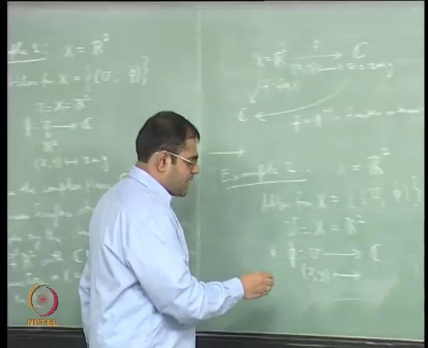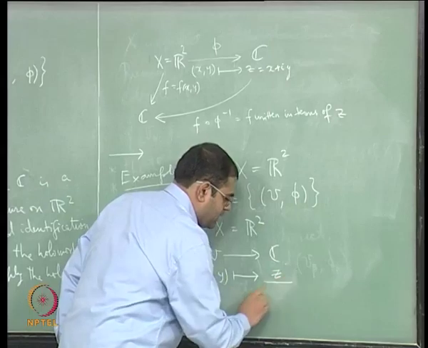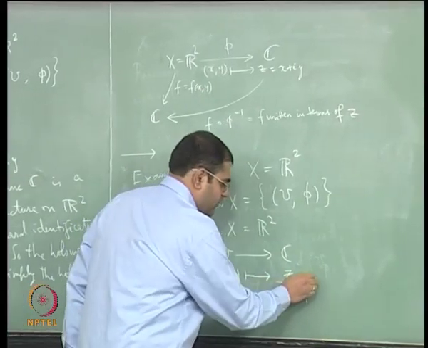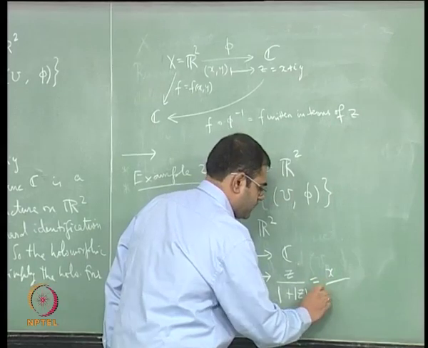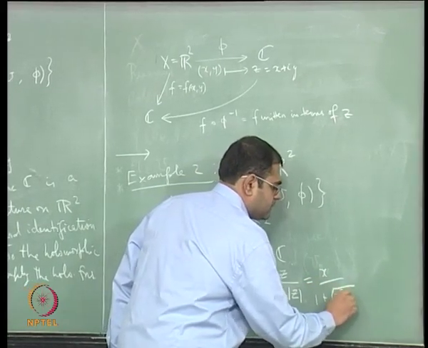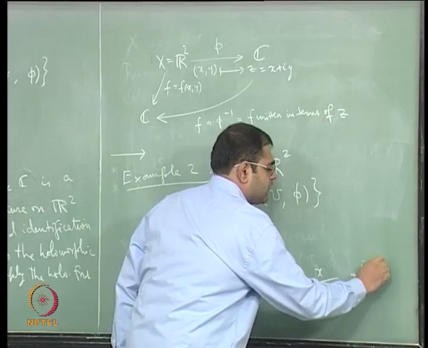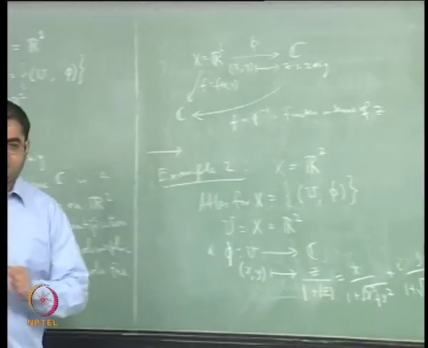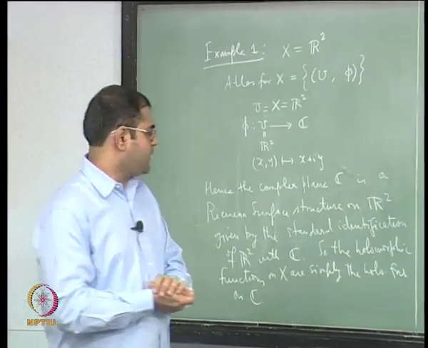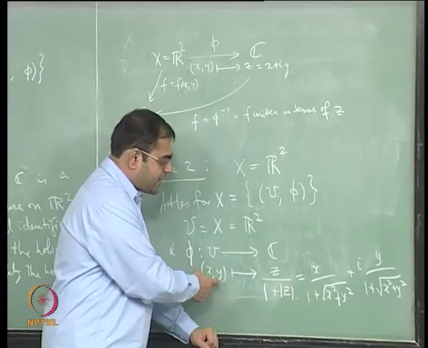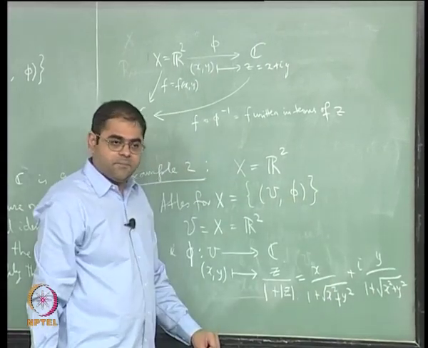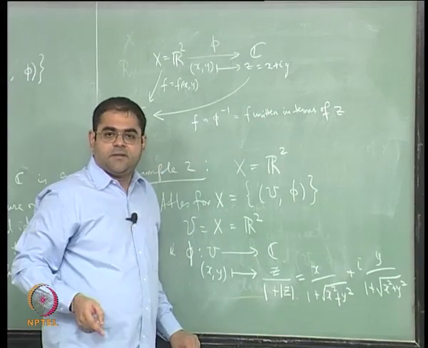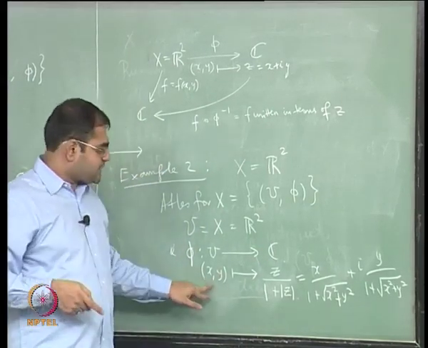Now I am going to send it to z by 1 plus mod z, okay. What it means is I am going to send it to x by 1 plus root of x squared plus y squared, plus i times y by 1 plus root of x squared plus y squared. So my map from U to C sends x comma y to this complex number z by 1 plus mod z, where z is the usual expression. I am not sending x comma y to z, but to something else.